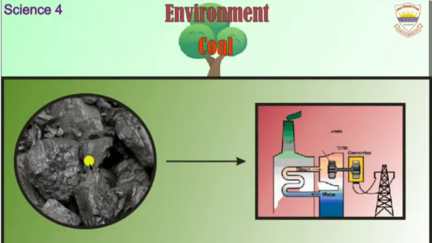Coal. Coal is also a natural resource. It is black in color. The main use of coal is that we use coal to generate electricity. Why do we use coal? Repeat it with me. We use coal to generate electricity. Well done.